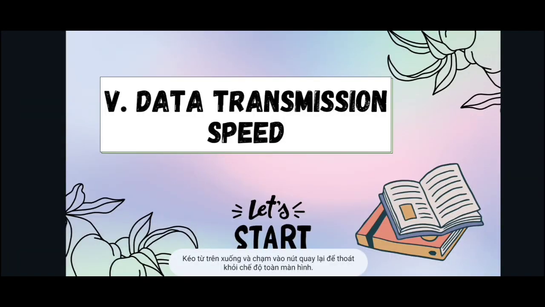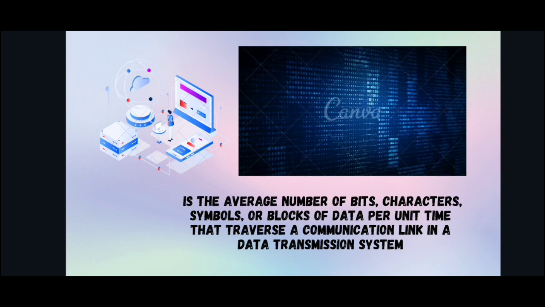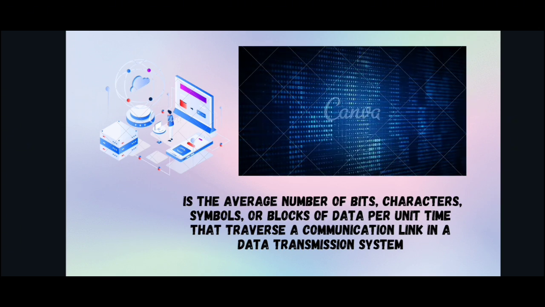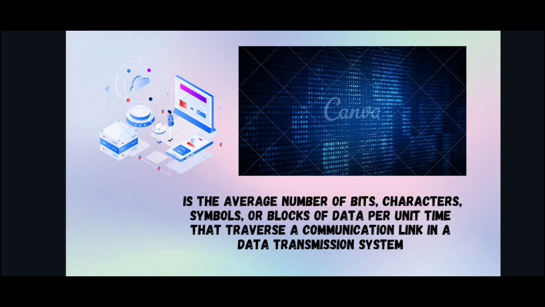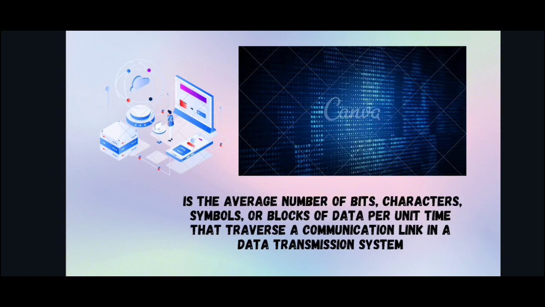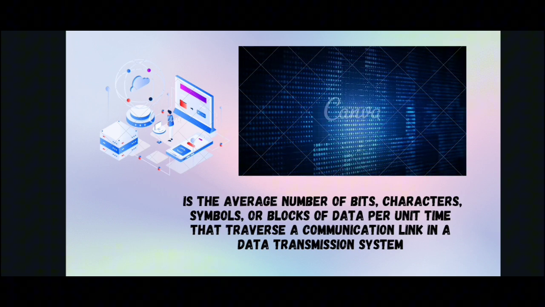Hello everyone, I will present part 5 and part 6. Firstly, I will talk about the data transmission speed. Data transmission speed is the average number of bits, characters, symbols, or blocks of data per unit time that traverse the communication link in a data transmission system.